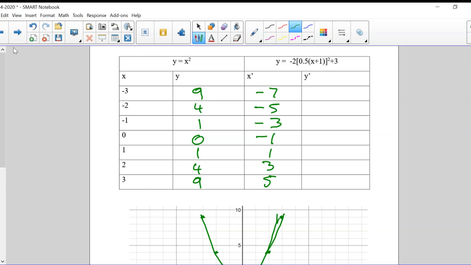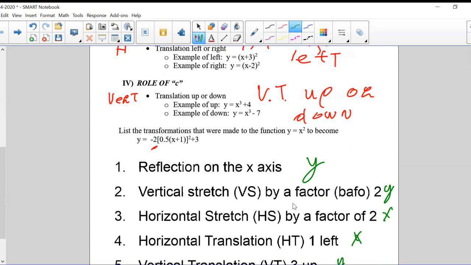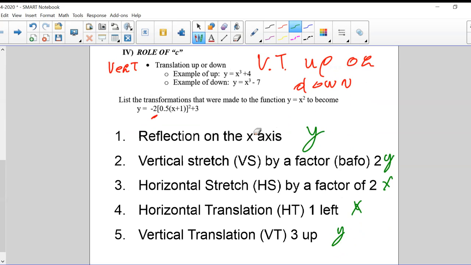Now let's get to the y's. Let's see what happened to the y's. The y's had a vertical stretch, a reflection on the x-axis, and a vertical translation of 3 up. Now, the vertical stretch and the reflection can be done together. Because it's a stretch, I'm going to multiply each value by a factor of 2. I'm going to use minus 2, because that takes the reflection and the stretch in at the same time. So I'm going to go ahead and multiply each y value by 2.